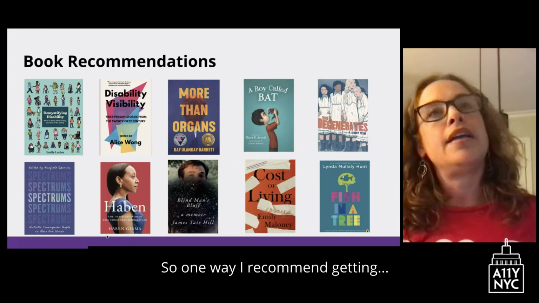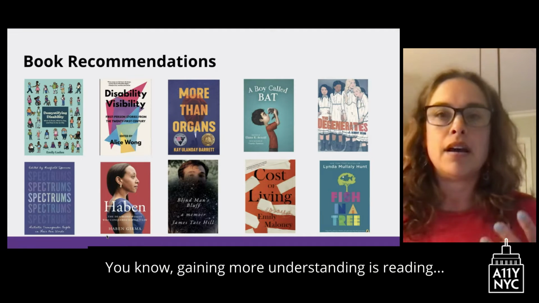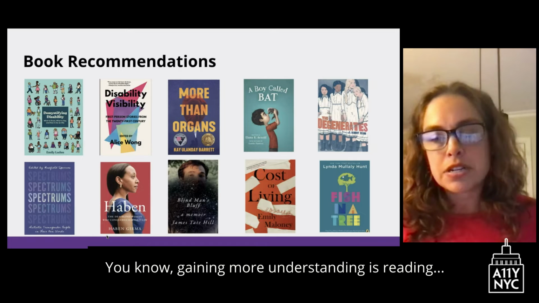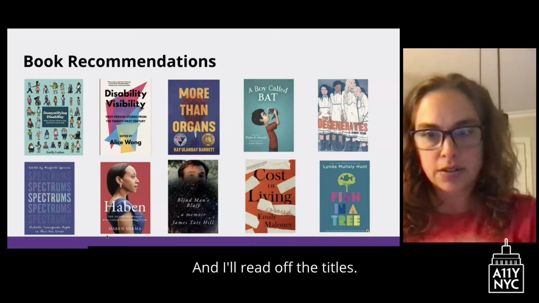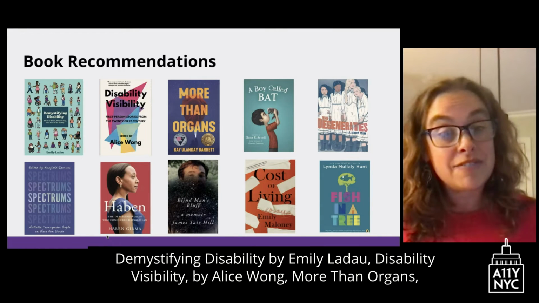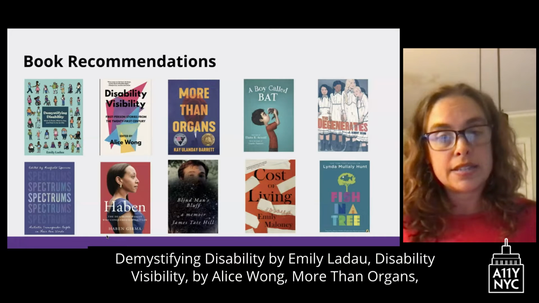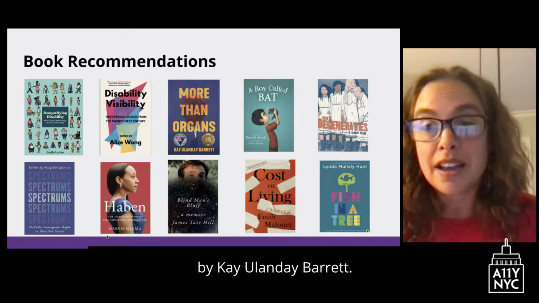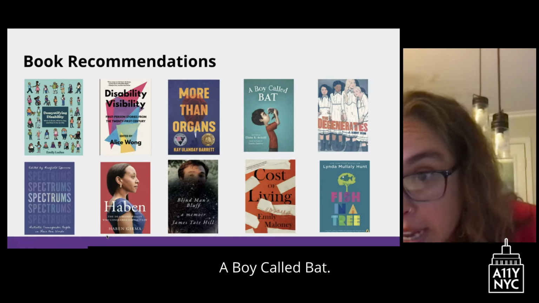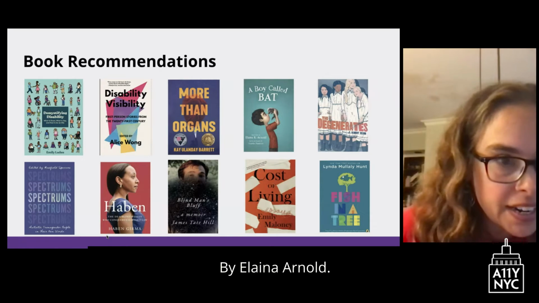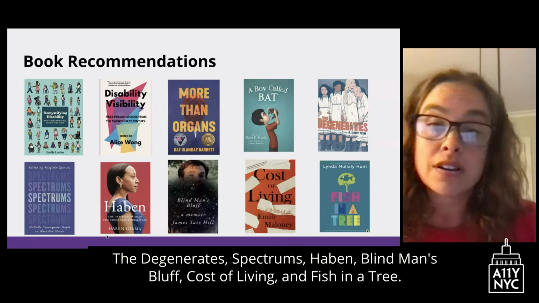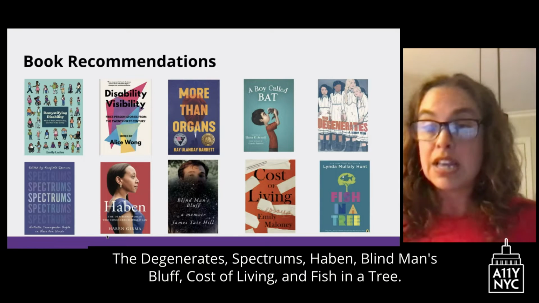So one way I recommend gaining more understanding is reading. I have a number of books here, and I'll read off the titles, but then I will tell you about a few of them. Demystifying Disability by Emily Ladau, Disability Visibility by Alice Wong, More Than Organs by Kay Lunde Barrett, A Boy Called Bat by Elana Arnold, The Degenerates by Jenny Albert Mann, Spectrums, edited by Mayfield Sparrow, Habibi by Habibi Gearbach, Blind Man's Bluff, a memoir by James Tate Hill, Cost of Living by Emily Maloney, and Fish in a Tree by Linda Mullaly Hunt.